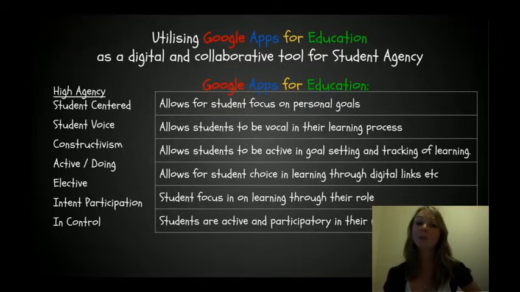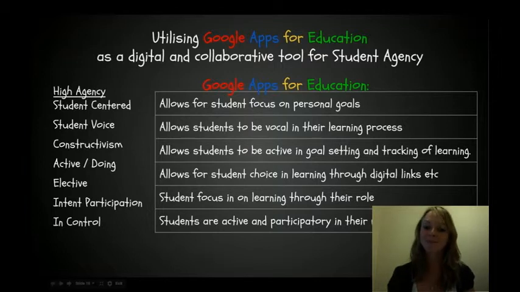With all those goals and resources in front of them, they're fully aware that they're the ones in the driver's seat. They're in control because they're active and participatory in this. They're able to construct the learning in front of themselves with their peers, and they're also able to be guided by the teacher to find the resources that they really need to best meet their own learning goals.